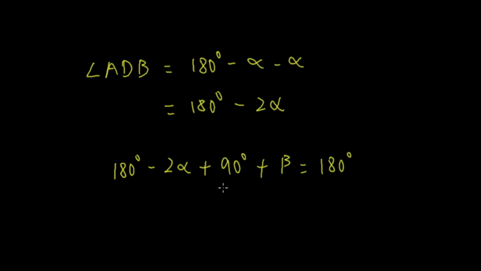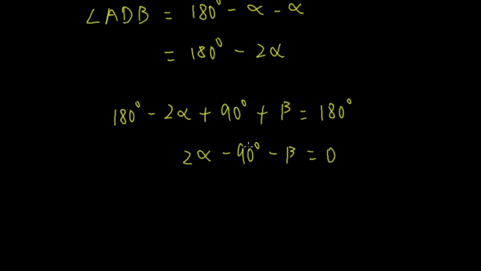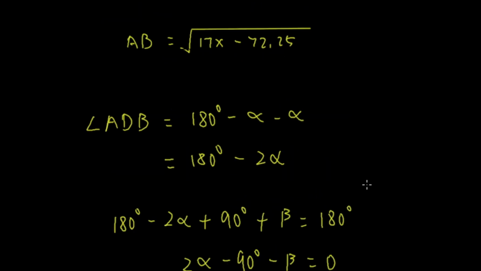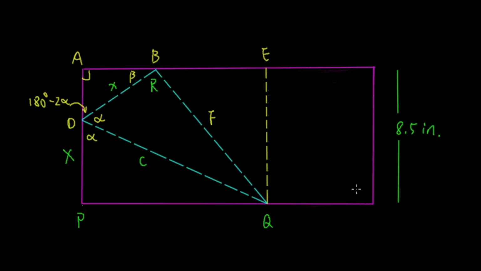Okay, if we move 180 degrees from this side to the left side and move these numbers to the right side, of course the signs will change, right? Then the 180 degrees will cancel out. All I have left is 2 alpha minus 90 degrees minus beta is equal to 0. Now move the 90 degrees to the right side, add 90 degrees to both sides. We have 2 alpha minus beta is equal to 90 degrees. Okay. Now, next, what should we look at? What's this angle here?